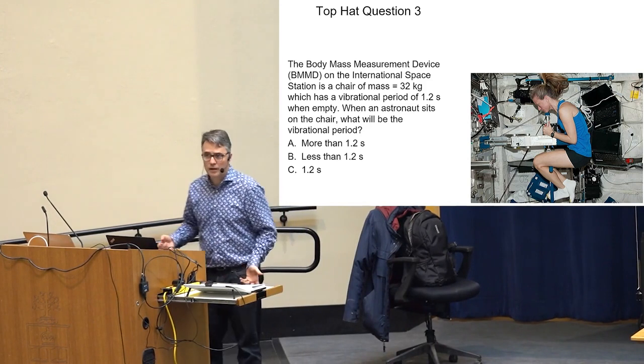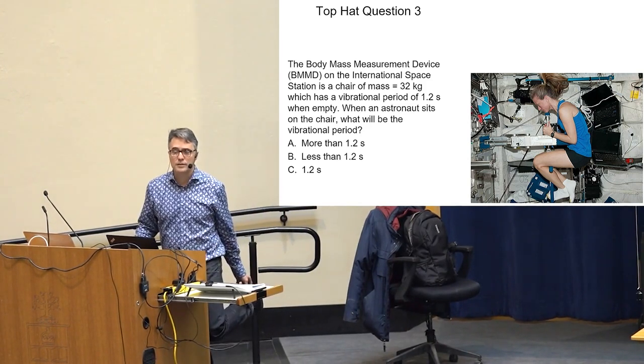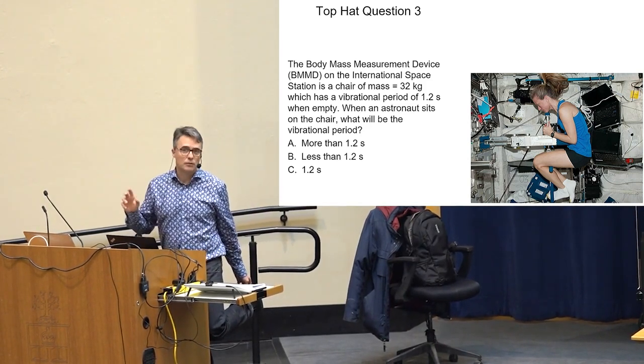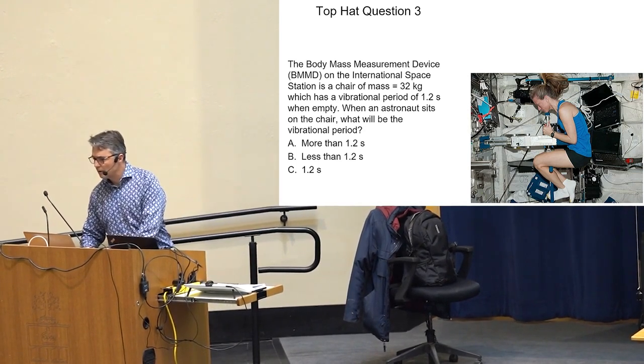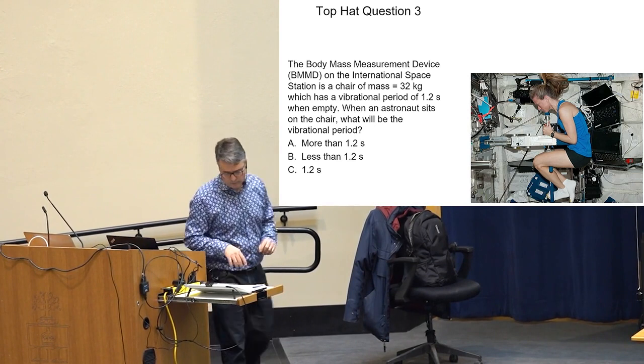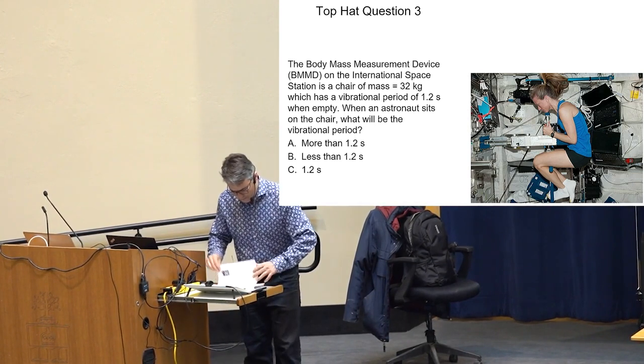So what they do is they sit on a springy chair and measure the period. The chair without anybody in it has a period of 1.2 seconds. If she sits in it, what will be the new period? Think about that. Share with your neighbor. Make sure you agree.